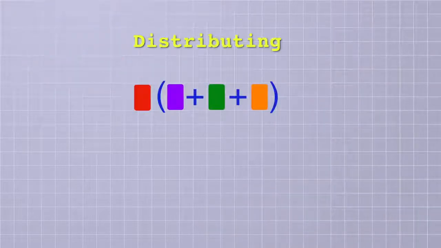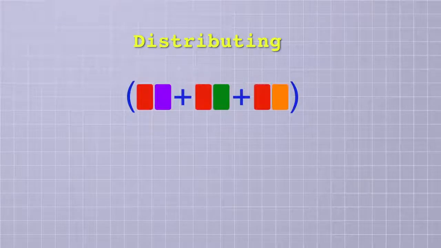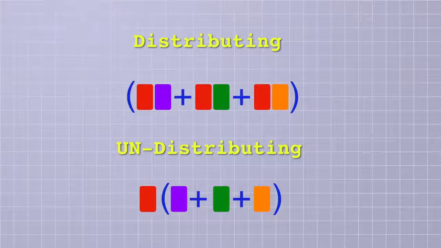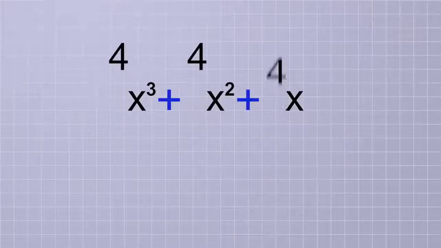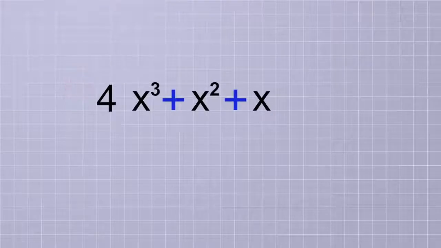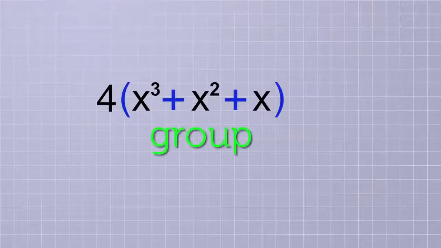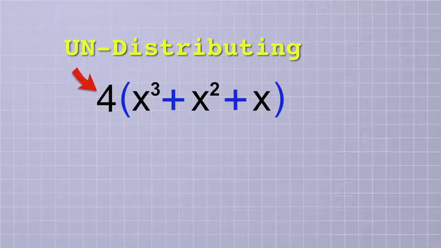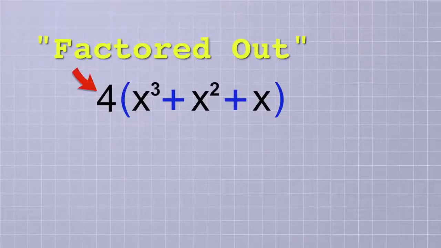Since distributing a factor means making multiple copies of it for each member of a group, undistributing is going to mean consolidating multiple copies of a factor into a single copy that's multiplied by the whole group. So in this case, we can remove the factor of 4 that's being multiplied by each term individually, and then we can consolidate those into a single factor of 4 that's being multiplied by the entire polynomial by using parentheses to turn the polynomial into a group. But mathematicians usually don't call this undistributing a 4. Instead, they would say that we factored out a 4 from the polynomial.